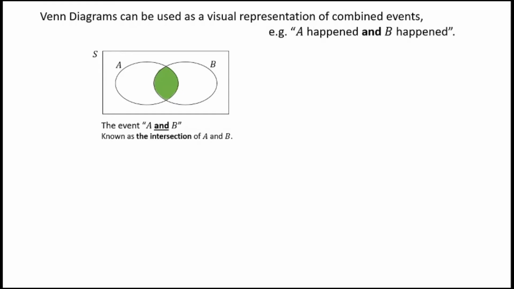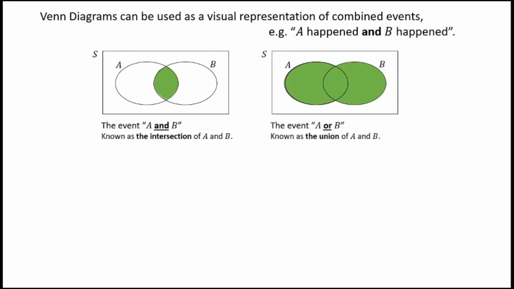Event A or B is known as the union of A and B. It's not as strict as the intersection. You're allowed to be just one of the two events. You're allowed to satisfy just one of them, and you'll be included in the union. Whereas for the intersection, you have to satisfy both. So if you have a look, we'll see that the intersection is usually smaller than the union of two individual events.